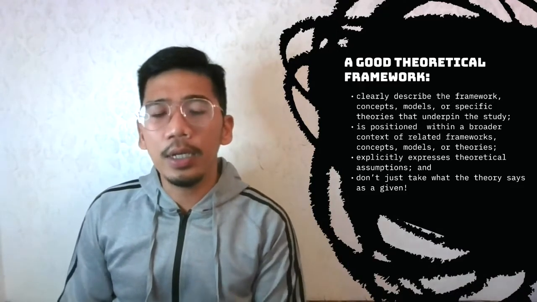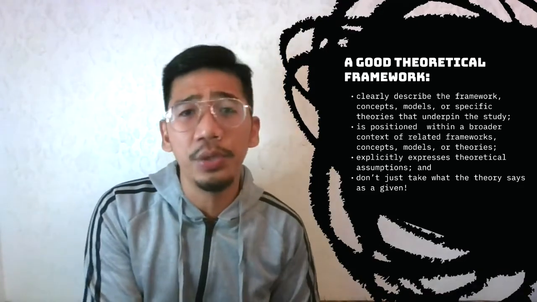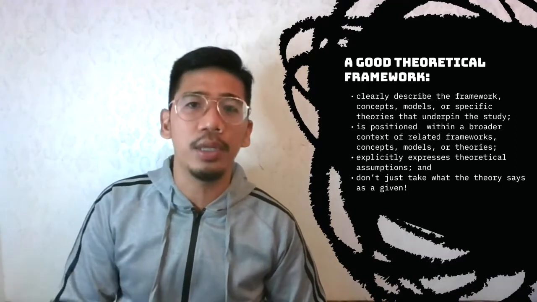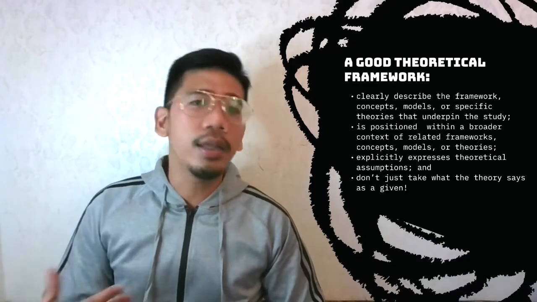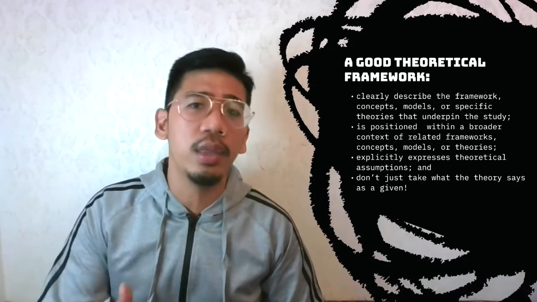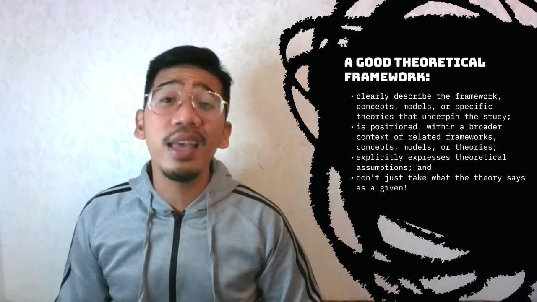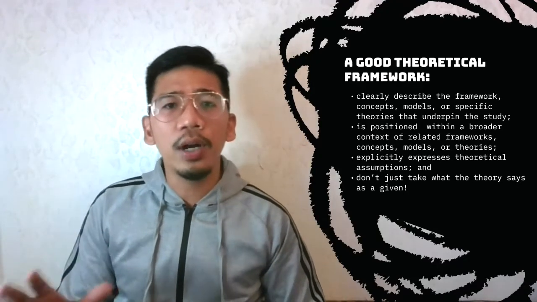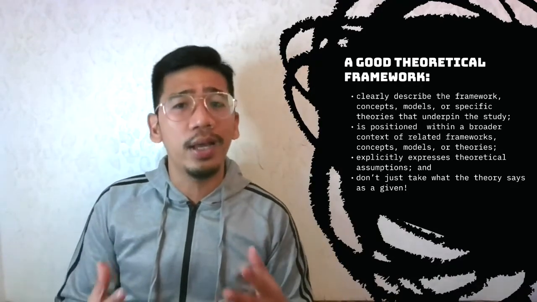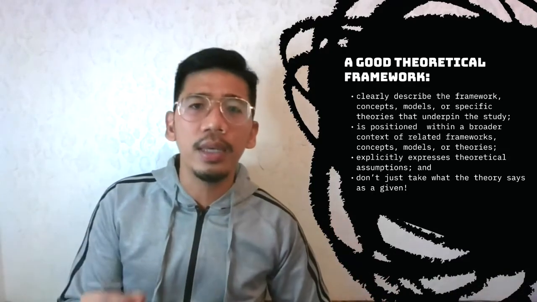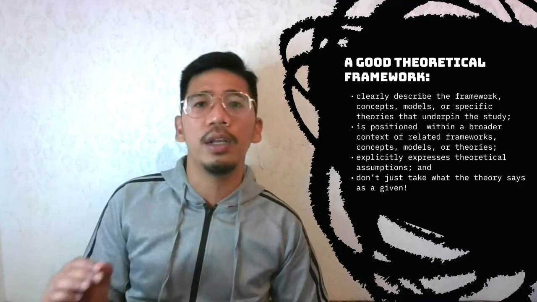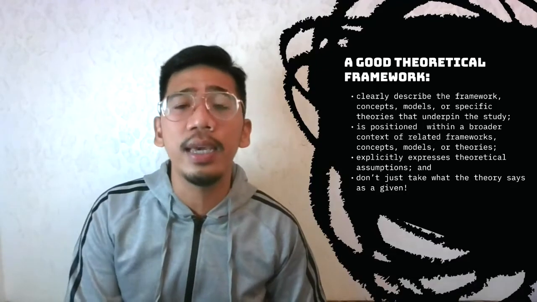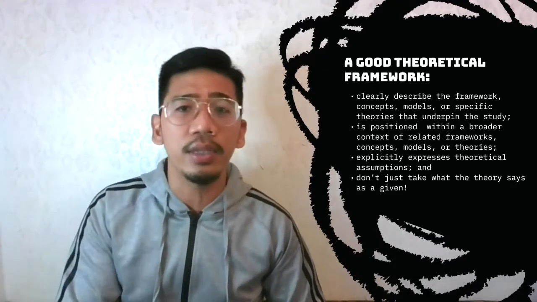Also, a good theoretical framework explicitly expresses theoretical assumptions. Later, your discussion of methodology should be linked back to this theoretical framework. Lastly, a theoretical framework doesn't just take what the theory says as given. Reality is never accurately represented in such simplistic ways. If you imply that it can be, you are fundamentally distorting a reader's ability to understand the findings that emerge. Given this, always note the limitations of the theoretical framework you have chosen. That is, what parts of the research problem require further investigation because the theory does not explain certain phenomena.